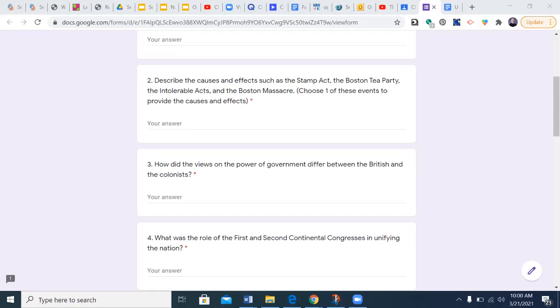Question 2. Describe the causes and effects, such as the Stamp Act, the Boston Tea Party, the Intolerable Acts, and the Boston Massacre. So choose one of these events to provide the cause and effect. What caused it? What was the long-term consequence of it?